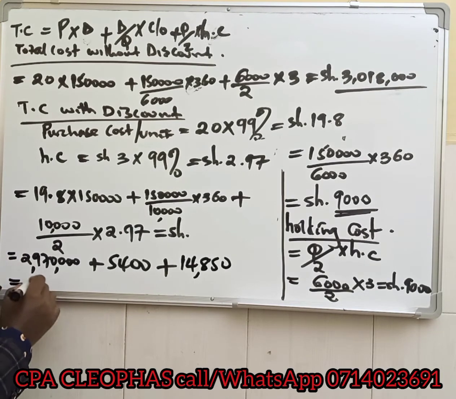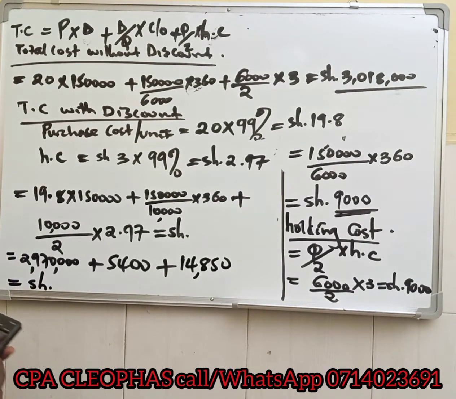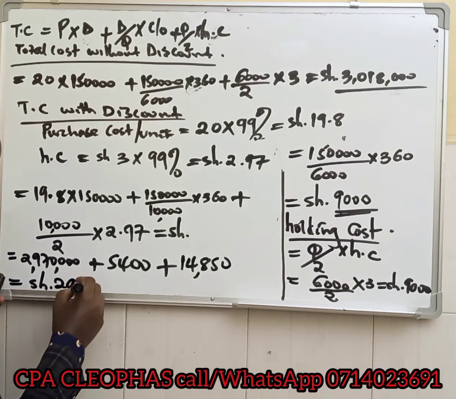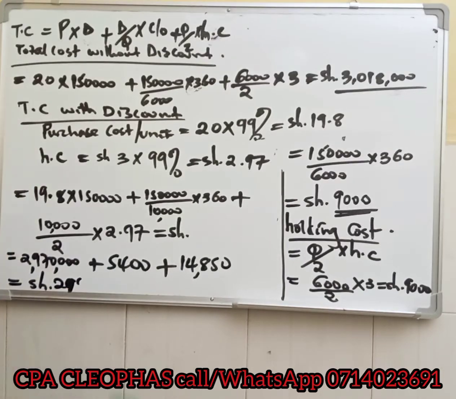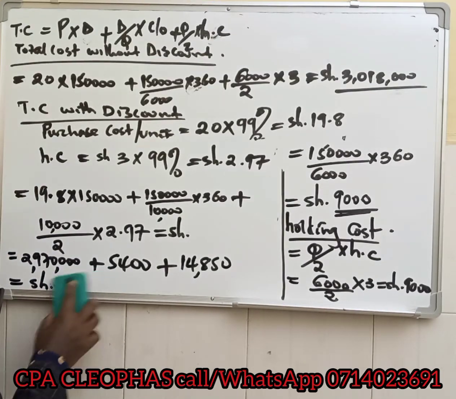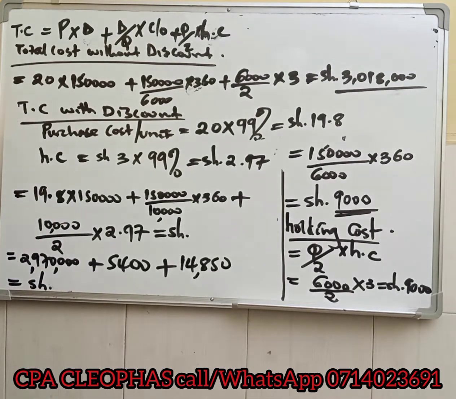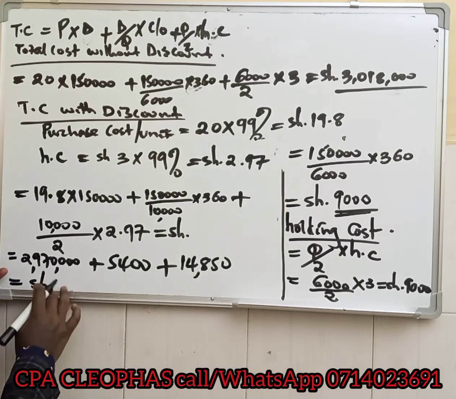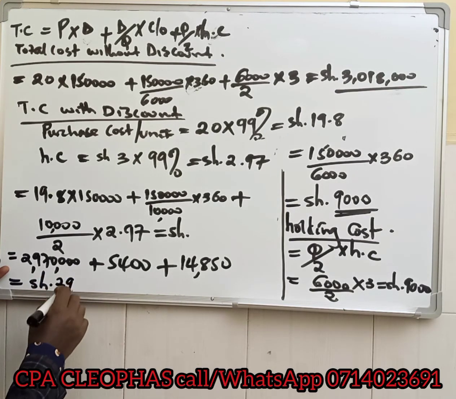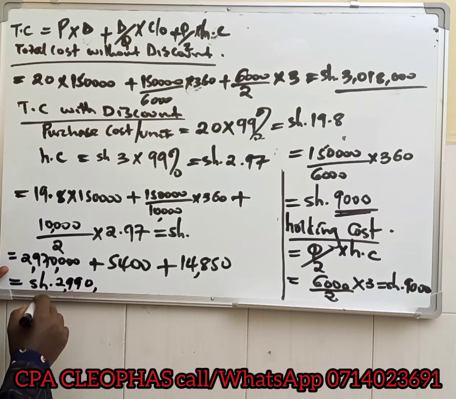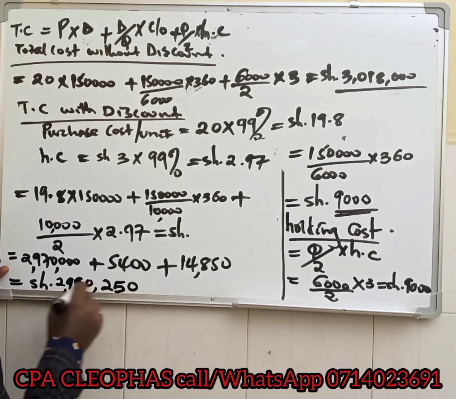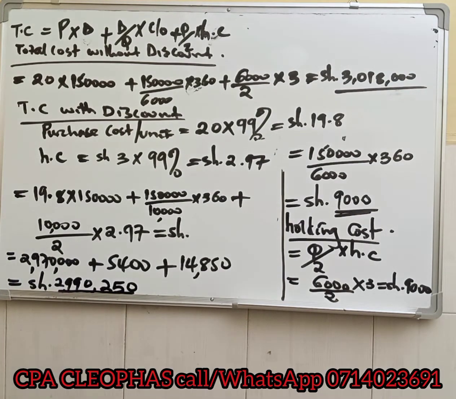So the total cost with the discount will be 2,970,000 plus 5,400 plus 14,850, which I'm getting as 2,990,250 shillings. Now you compare and advise the company.